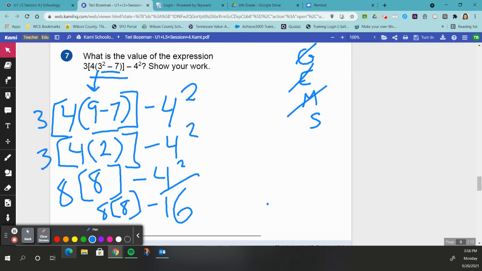I'm sorry, guys. I don't know where I brought the other 8 in. This is a 3. I should have brought down a 3. That should be a 3. That should be a 3. So we're doing 8 times 3 and then subtracting 16. So 8 times 3 is 24. So we have 24 minus 16. All right, so 24 minus 16 would give us 8 as our value.